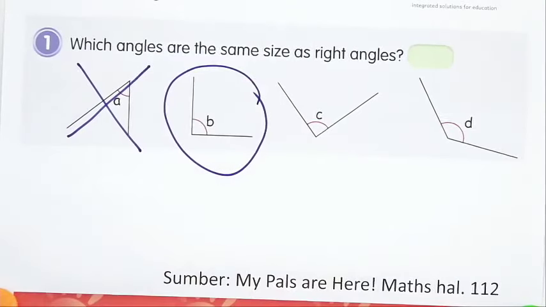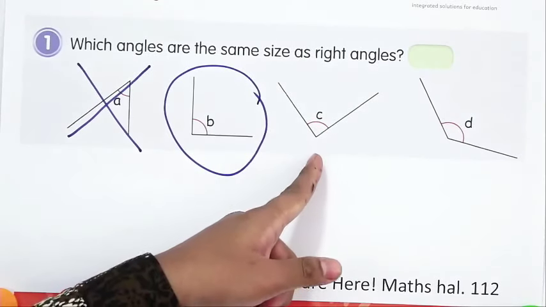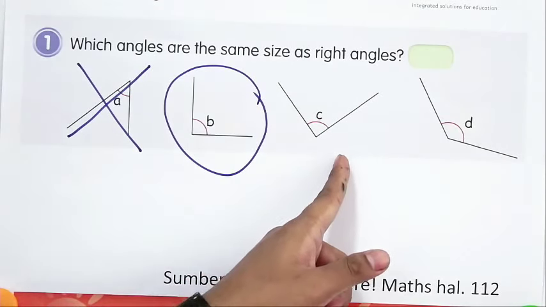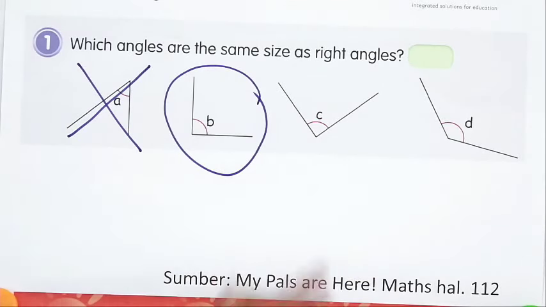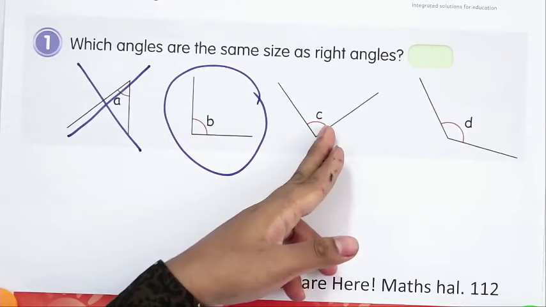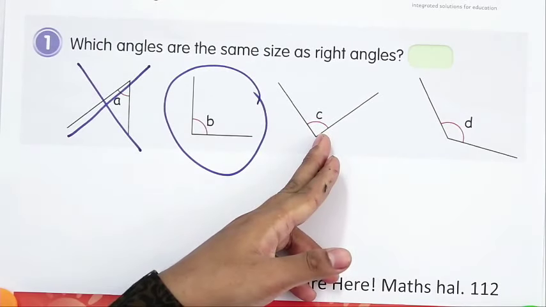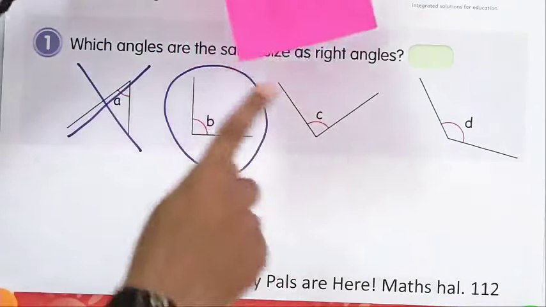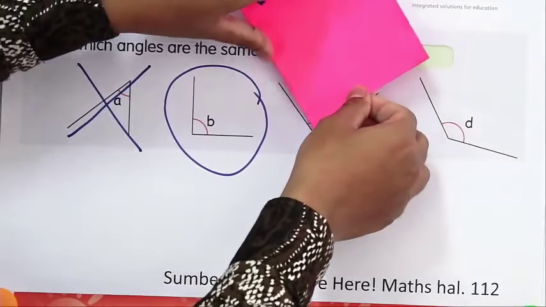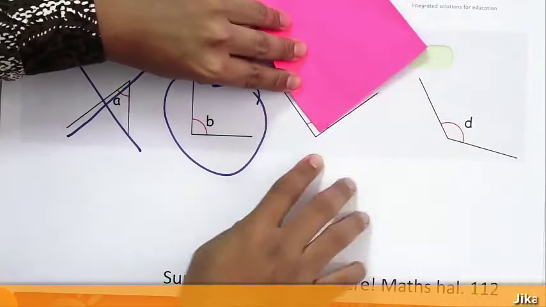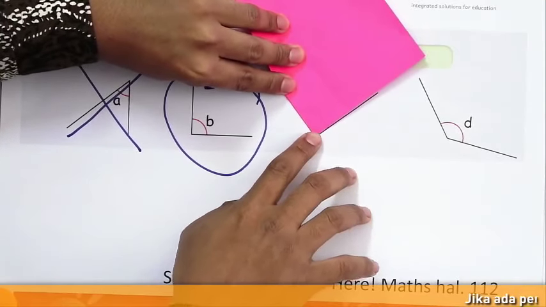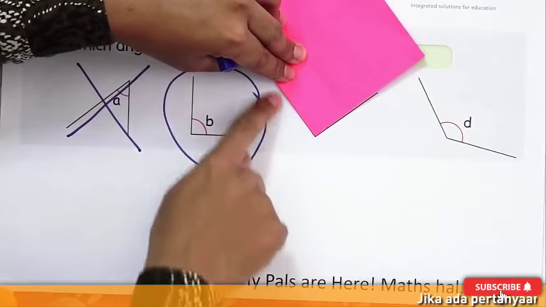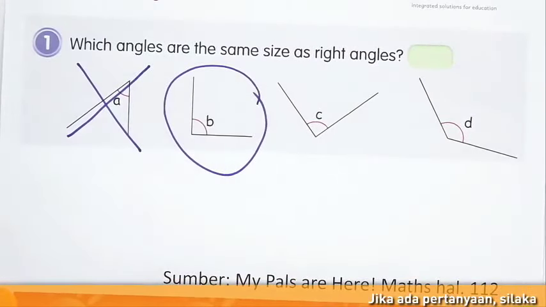And what about this? The orientation, the direction might be different. I think we need to check this. It can be smaller, it can be bigger than a right angle, or it can be a right angle. So now let's check with our folded paper. This is the right angle. Place the folded paper on these angles. And what do you think? Yes, this is a right angle. So C is a right angle.